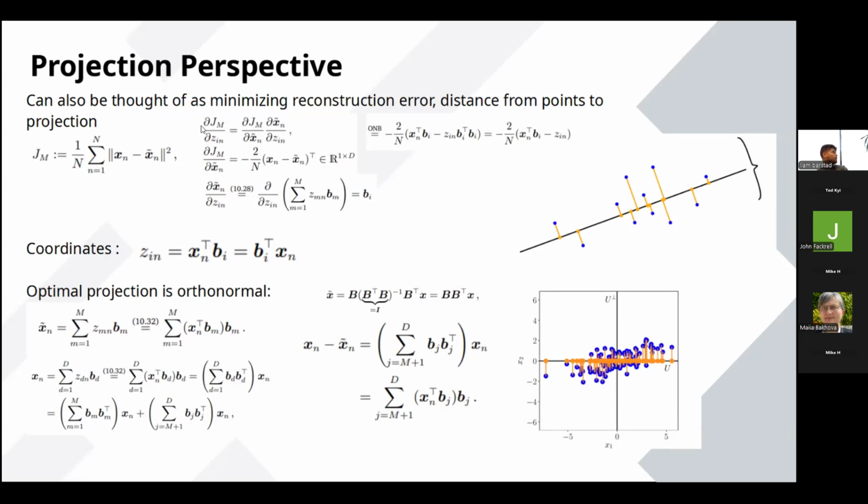We're getting the partial derivative of J with respect to Z. And then we're left with stuff like this, et cetera. We set this equal to 0, et cetera. We're left with pretty much the same thing as from the maximum variance perspective. We're left with each Z value is X times this basis vector. And so they get the coordinates first. So now we just need to figure out what this basis is.